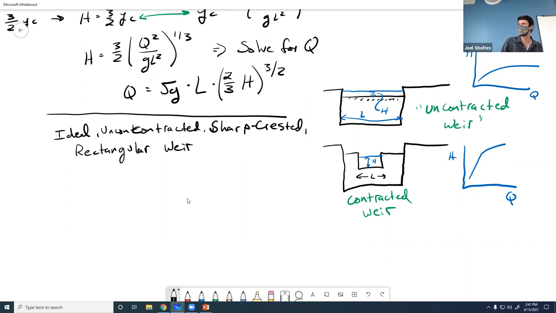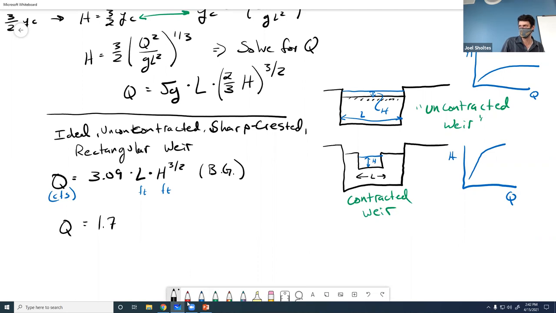So under ideal conditions, if you were to do square root of g, and then 2/3 to the 3/2, you get Q is equal to 3.09 times L times H to the 3/2 in British gravitational units or US units. And Q is in CFS. And this is feet and feet. And then under SI, that is 1.70 times L times H to the 3/2. And this is CMS and meters. Units, units, units.